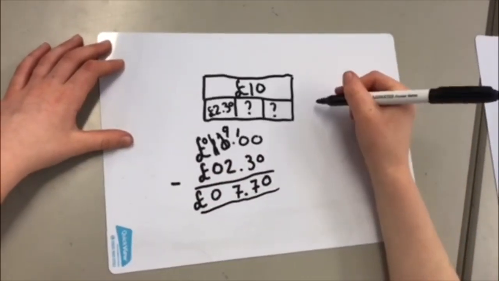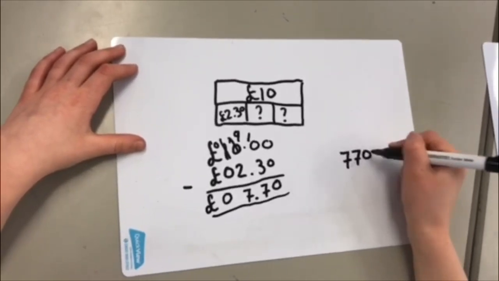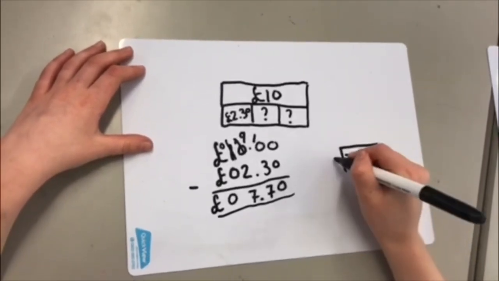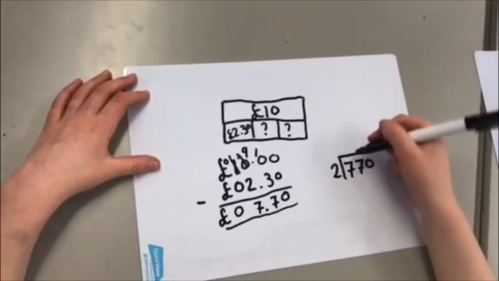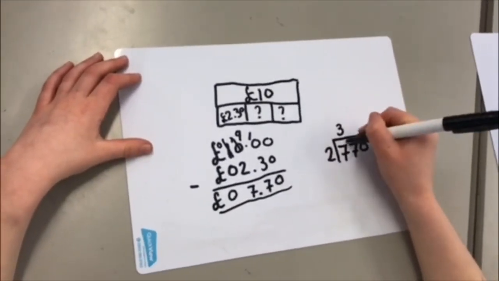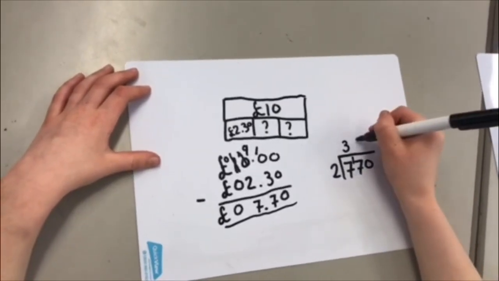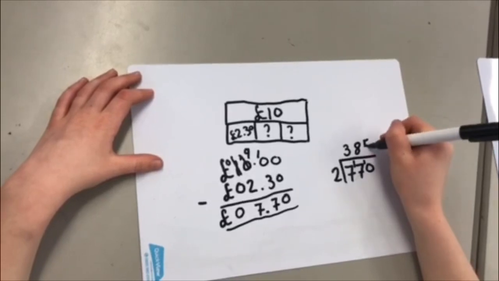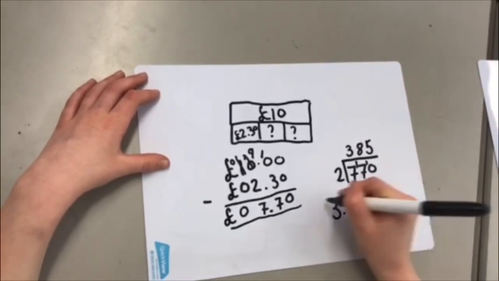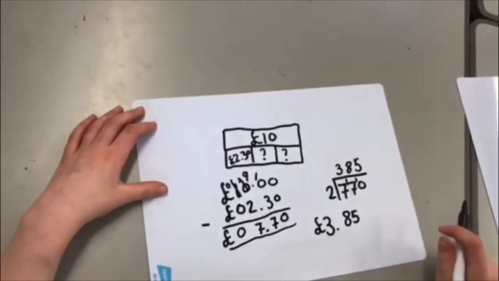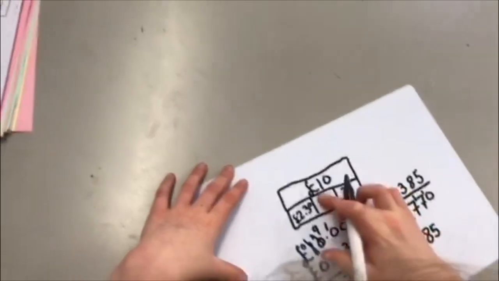We then know that Alfie spent £7.70 on both of his books. We also know that because the other two parts are equal, all we need to do now is divide this amount by 2. This gives us a final answer of £3.85 for each book. We would then check it using the inverse operation by adding together the 3 parts to check that they total £10.